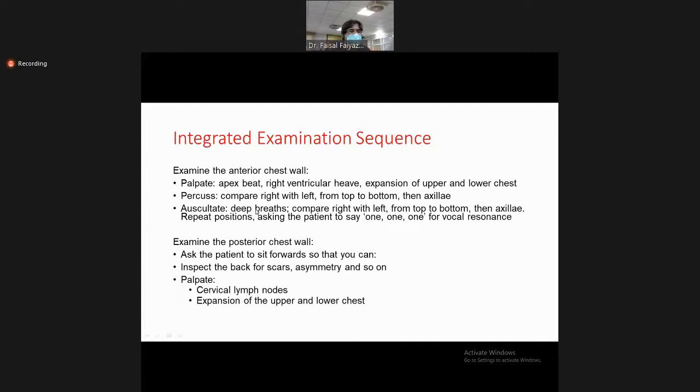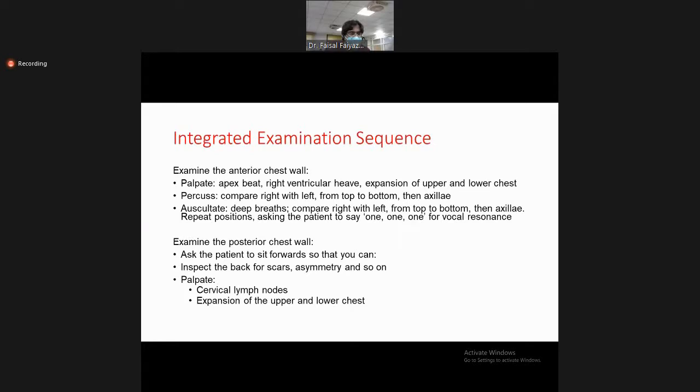In auscultation, ask the patient to take deep breaths, because if you do not ask the patient to take deep breaths, you might miss the findings. Then again, the same thing as in percussion, comparing the right with the left from top to bottom, on inspiration and then expiration. Auscultation is done in two stages. First stage, take the deep breaths, compare right and left, note whether breath sounds are present or absent, and what the amplitude of the breath sounds is. We will discuss this in detail.